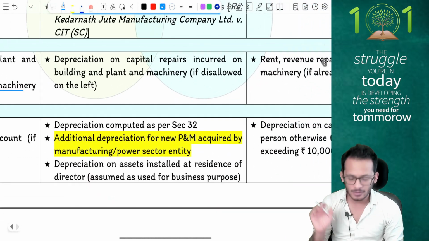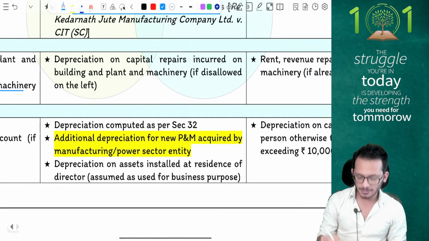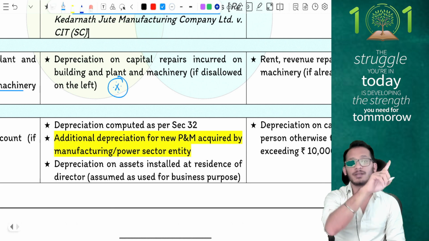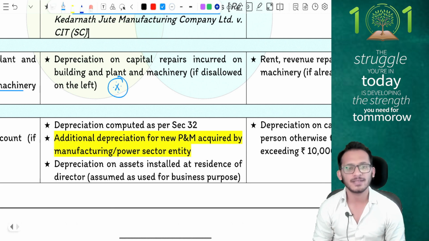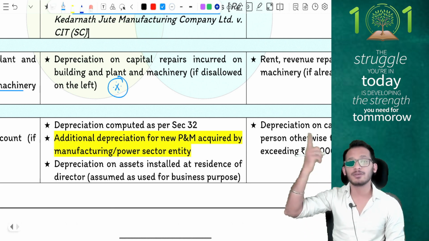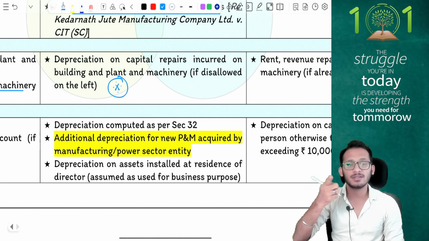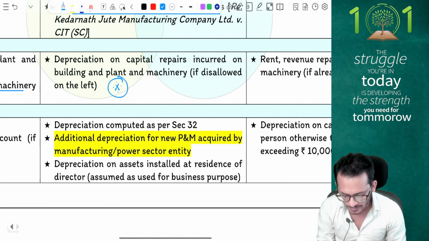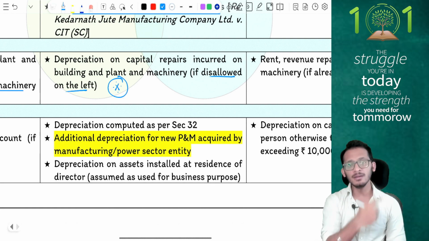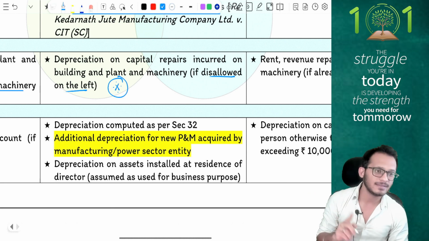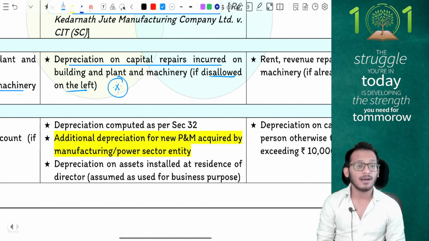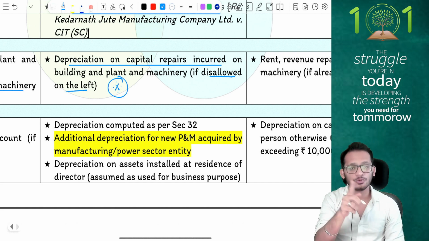Yes or no? Yes. On similar lines, please notice one thing on which most people end up making mistakes: if you have disallowed something as a capital repair on the left side, you have already added it to my asset cost. Now, because you've added it to the asset cost, you should be claiming depreciation on it. Yes or no? Yes. And therefore, the next item is if you have already claimed some disallowed item on the left side, the one which we are speaking about right now, then in that case, the depreciation on this asset will be allowed as a deduction. This is not something ICAI will tell you. You should be aware about it.